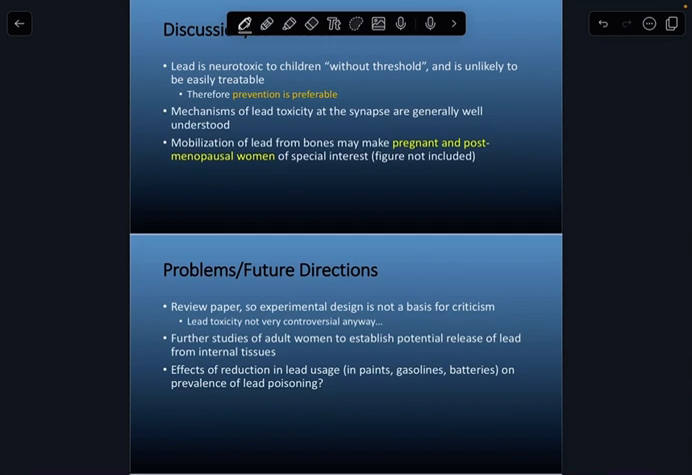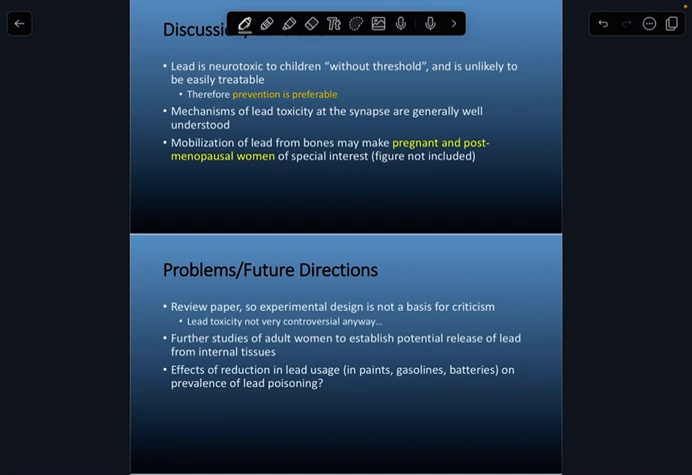So, problems, future directions. Since it's a review paper, there's really no experimental design to criticize, and lead toxicity is not very controversial anyway. Lead toxicity, like I said, has been known for thousands of years, so there's not too much to criticize about this paper. A couple of future directions that I think might be helpful. I think further studies of adult women to establish the potential release of lead from internal tissues, not just bone, but other tissues.